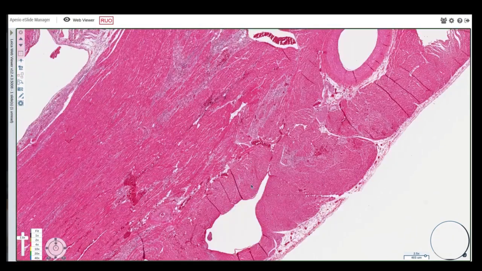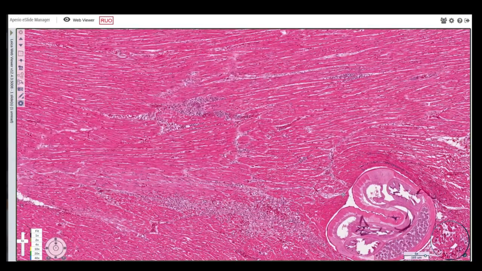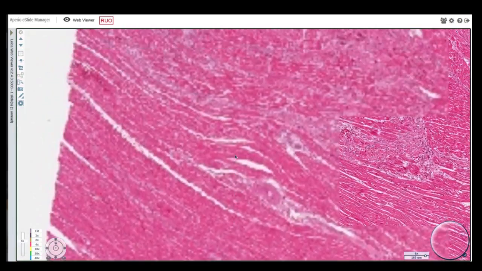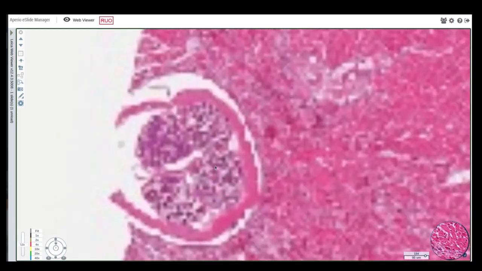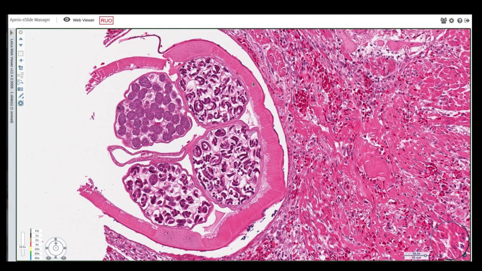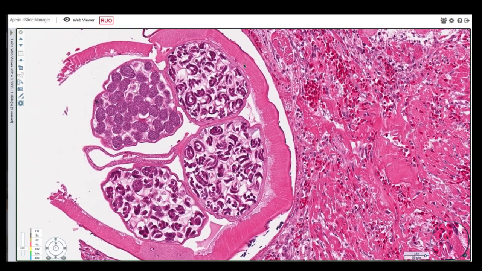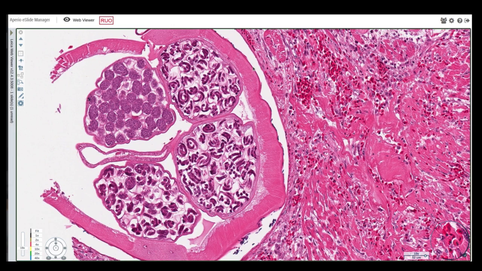Okay, so I got completely distracted by these because they're quite stunning. There was a better section of one just over here in a perfect transverse. So this is an adult nematode. We can see that it has a cuticle around the outside, this thin layer here, and if you want to know more about nematode anatomy, I have another video of that, so you can go and check that out at the end of this video. And then there's a layer of muscle here.